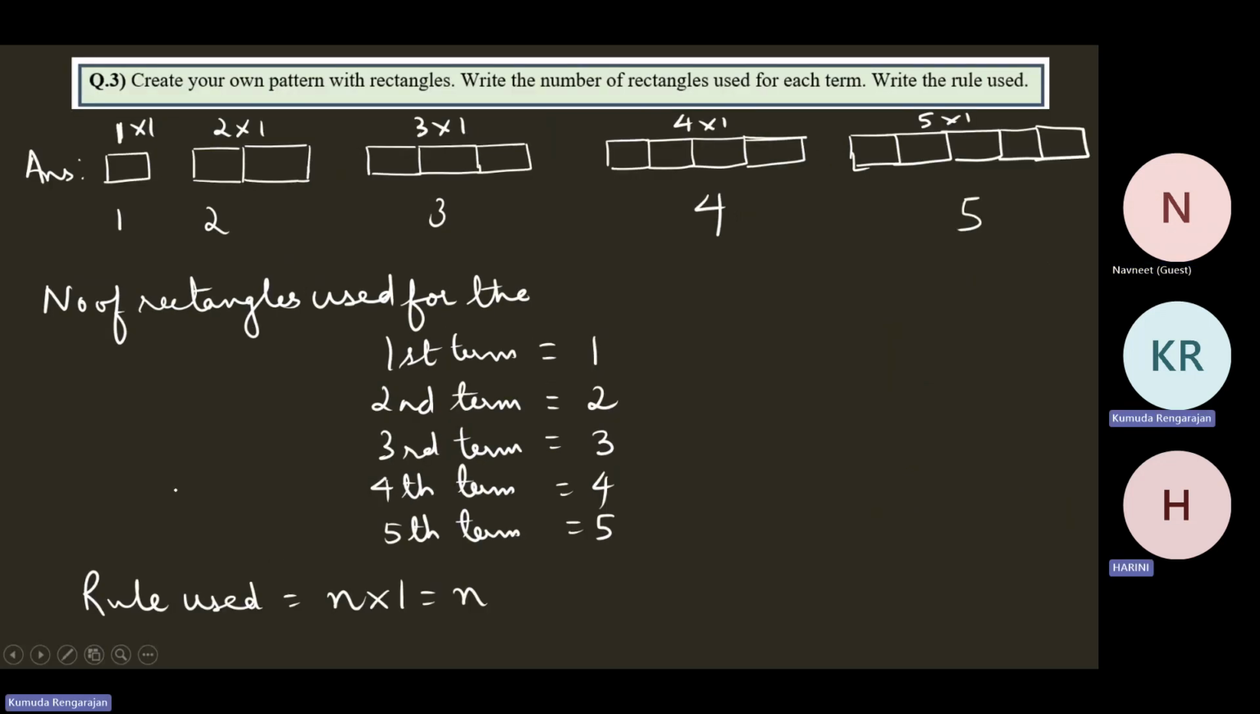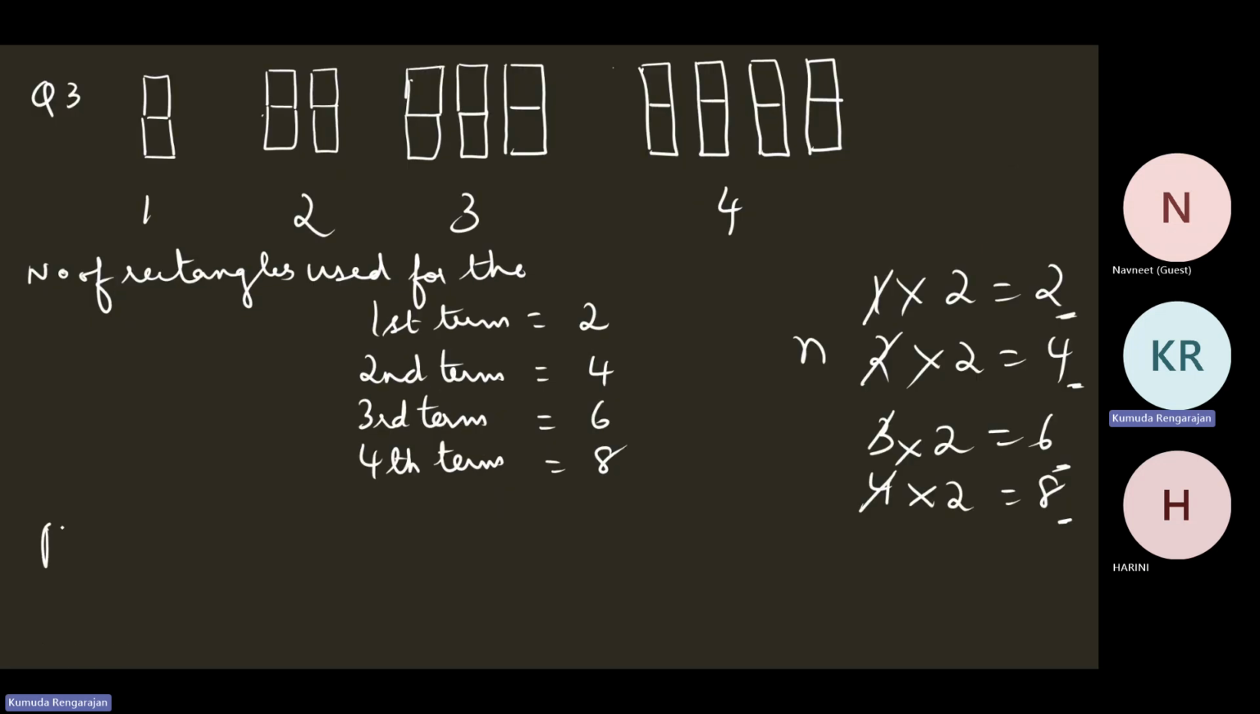So the next question is, what is the rule used? The rule used is n into 2, which is 2n. Or you can write 2n straight away. It's not necessary that you write n into 2. You can write 2n straight away.